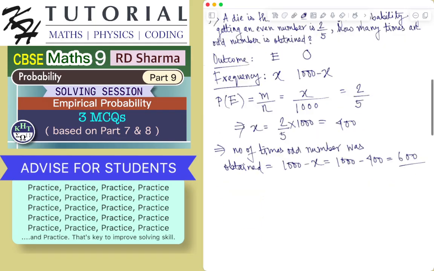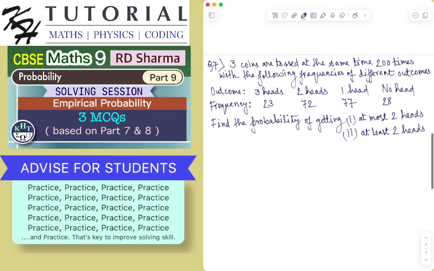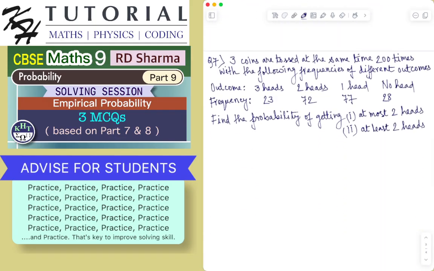So 600 times an odd number was obtained. Okay, let's see the next problem. Question number 7. 3 coins are tossed at the same time 200 times with the following frequencies of different outcomes. So we are having outcomes 3 heads, 2 heads, 1 head, and no heads.